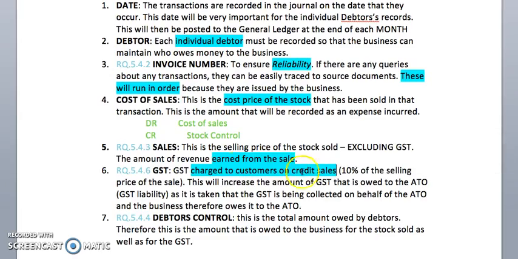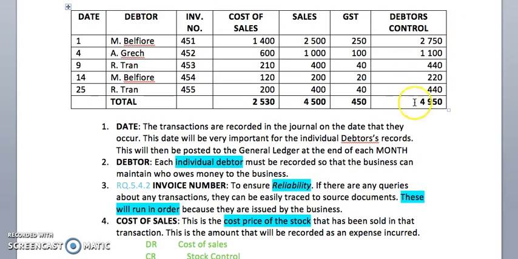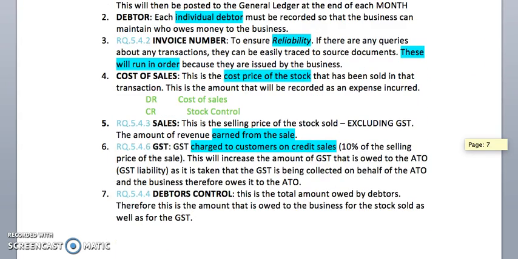So it's charged to the customers and it's being collected on behalf of the ATO, therefore it is increasing the liability. The last one is the debtors column. This is the amount that the debtors owe us, so owe the business, the full amount. They owe us for the amount of the sale and the GST together. This one here will not include the amount from cost of sales. It's just the sales amount and the GST added together. So the total amount owed by debtors.